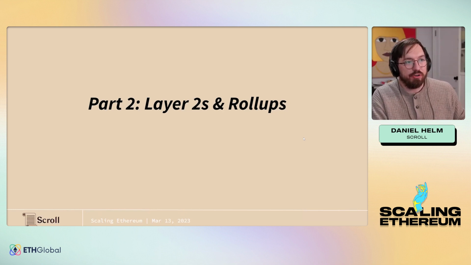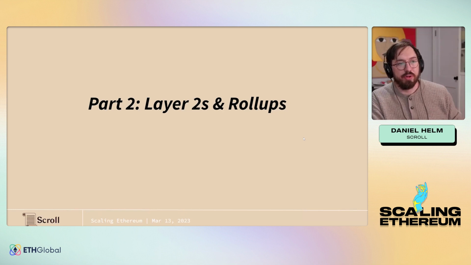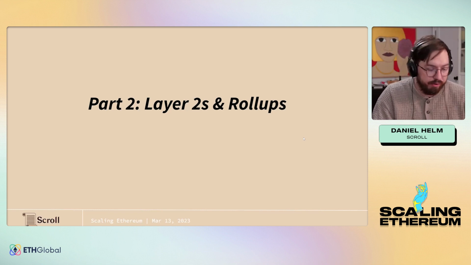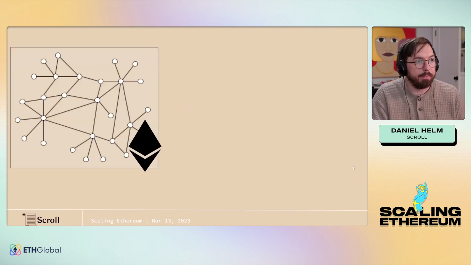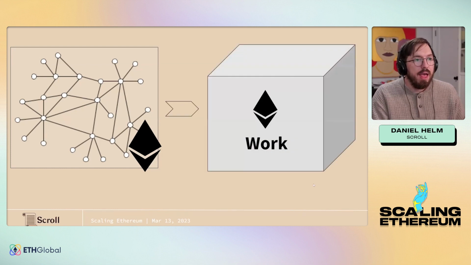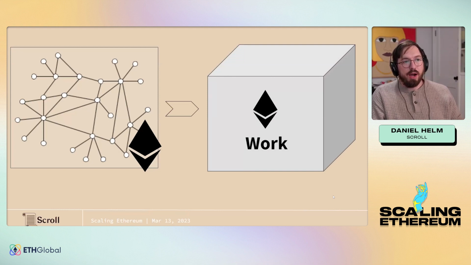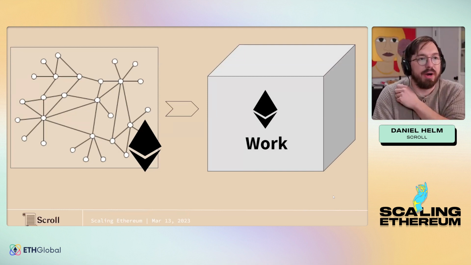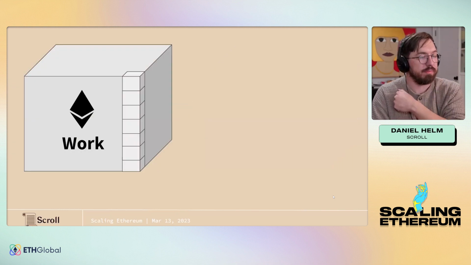So let's jump into part 2, layer 2s and rollups. How are we going to try and get around this annoying problem? Well, remember, we've got Ethereum, this great decentralized network that we've done all this work to make secure. And we said that what it does is it does work, right? It has blocks, and every block does a big chunk of work, modeled here by a beautiful gray box.